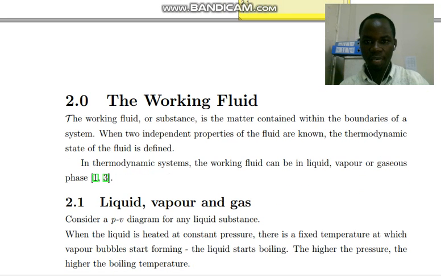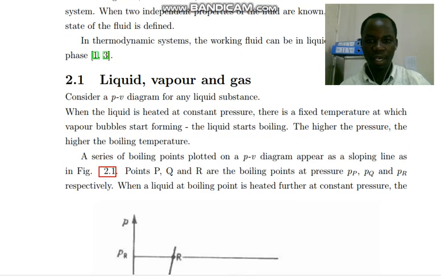Next I want us to discuss the working fluid. The working fluid or substance is the matter contained within the boundaries of a system. When two independent properties of the fluid are known, the thermodynamic state of the fluid is defined. In a thermodynamic system, the working fluid can be in liquid, vapor, or gaseous phase. So let's investigate the liquid, vapor, and gas.